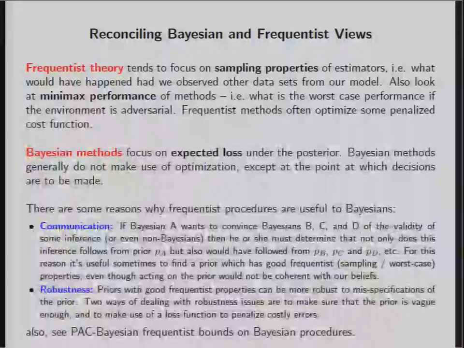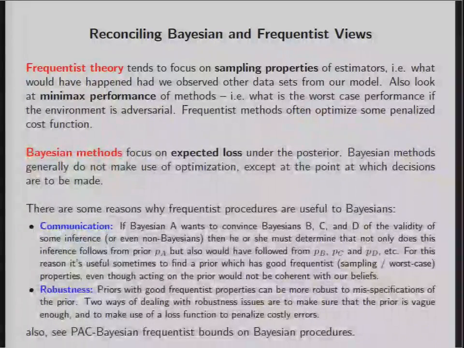Okay, if you have a Bayesian A that's done some analysis of some data, or some Bayesian model that's done some automatic analysis of some data, and you want to communicate that to other Bayesians or even non-Bayesians, then you need to see whether your conclusions are robust to your prior. Like, what would have happened with the same data but under different priors? And for this reason, it's sometimes useful to find priors that have good frequentist sampling or worst case properties.